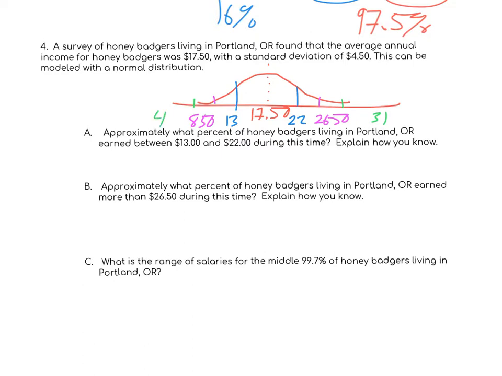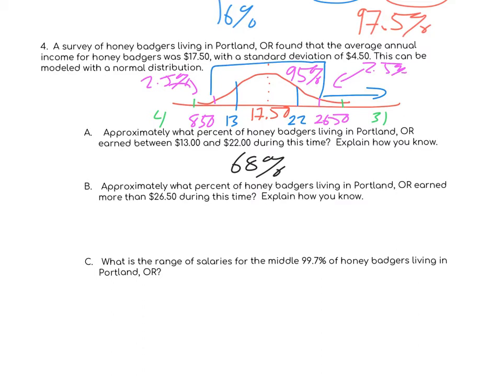All right, between 13 and 22, that's 68%. And we know that because of our empirical rule. Earned more than 2650. Well, we know this is going to be, let me do this in pink, 95%. I'm going to do this in a little different way than I did above. That means between the two outsides, we have 5% left. To make that happen, we got 2.5% at the bottom, 2.5% on the top. That means that if we're talking about earning more, 2.5%.